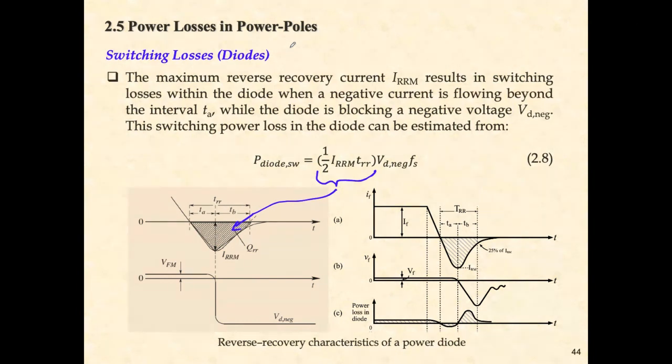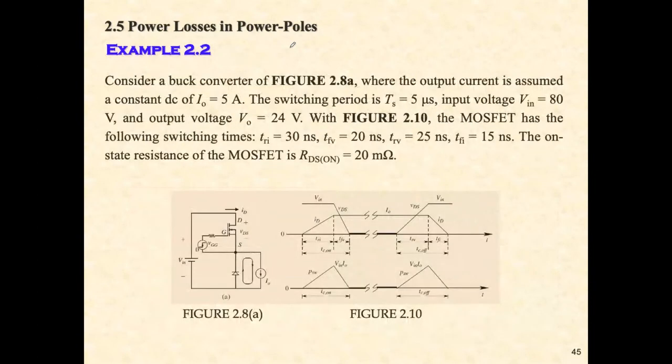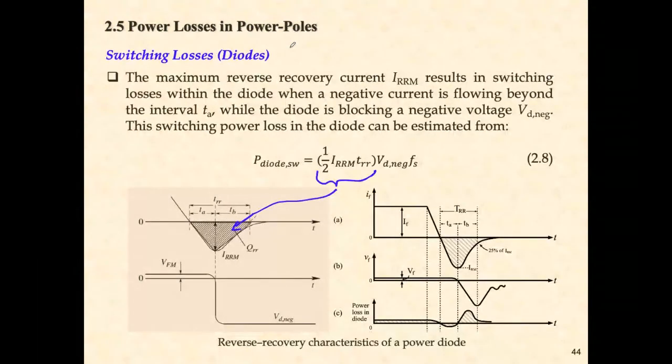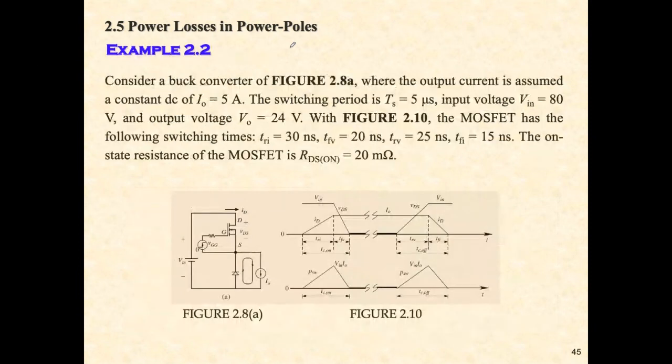All right. So in this topic, we just learned 4 types of power losses in power poles: 2 from diodes, 2 from transistors. And this in-class exercise is not that complicated, but will help you get some practice using the previous equations to calculate the power losses.